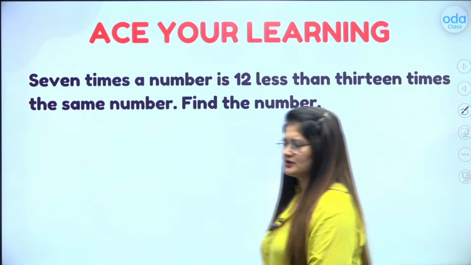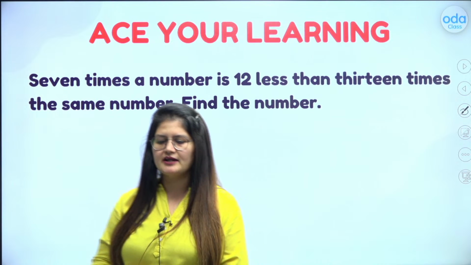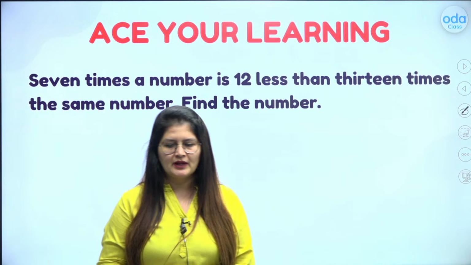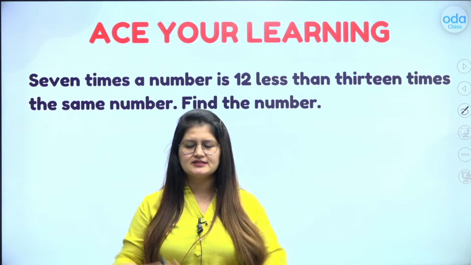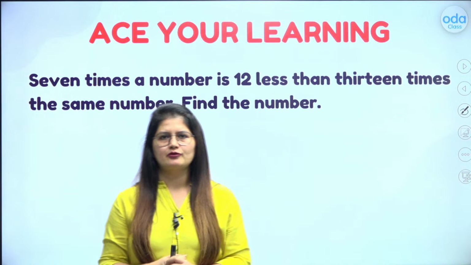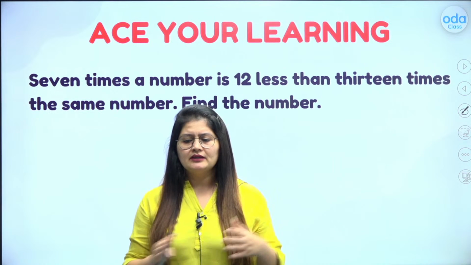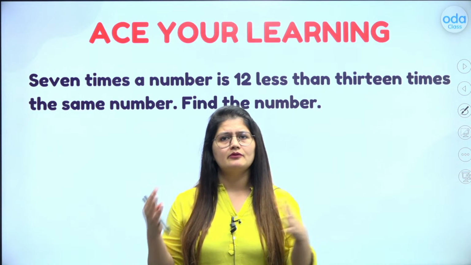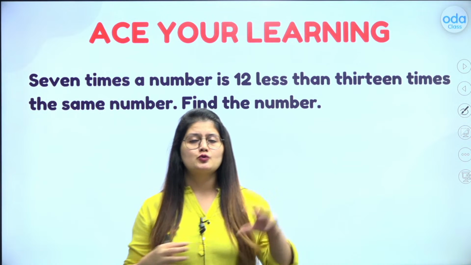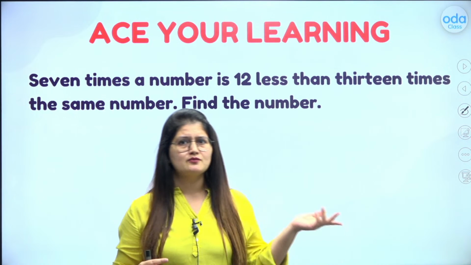There is a next question that we have. 7 times a number is 12 less than 13 times the same number. Let's talk about this question which says 7 times a number. That means whatever number we are given, we have to do 7 times of that number. Now, what is 7 times of that number equal to? 7 times of the number is actually equal to 12 less than 13 times of the number.